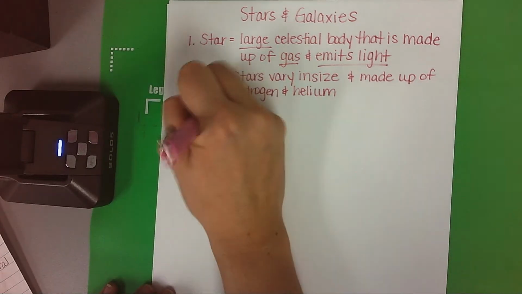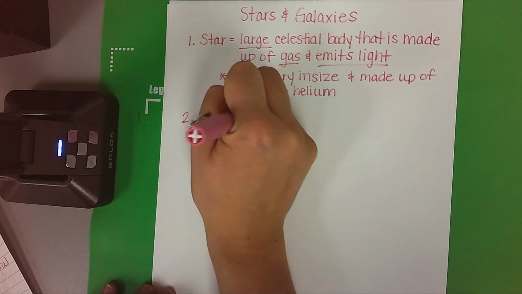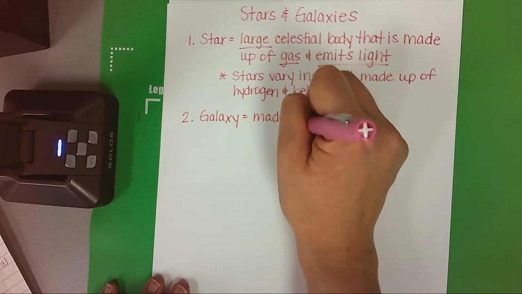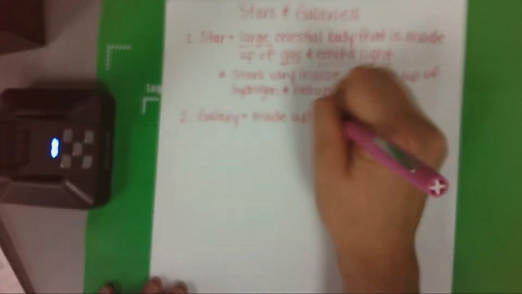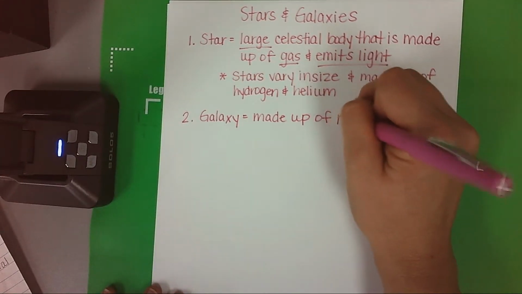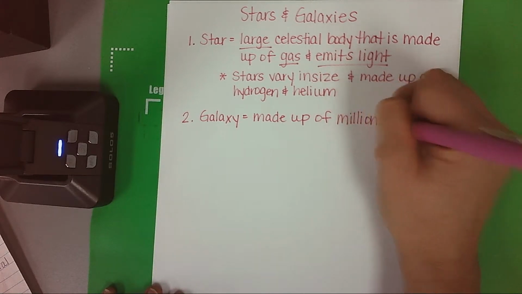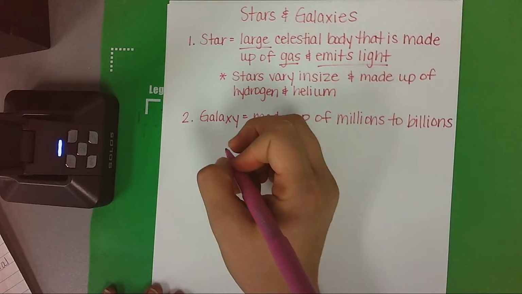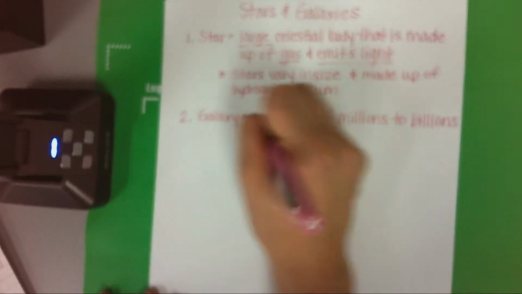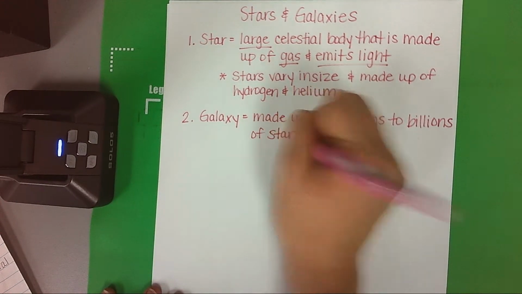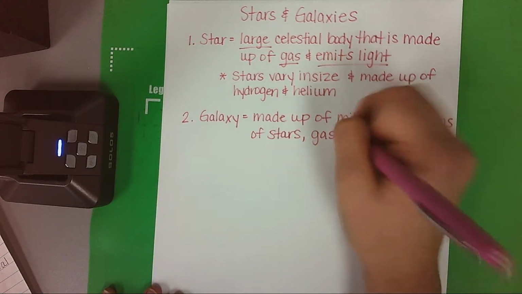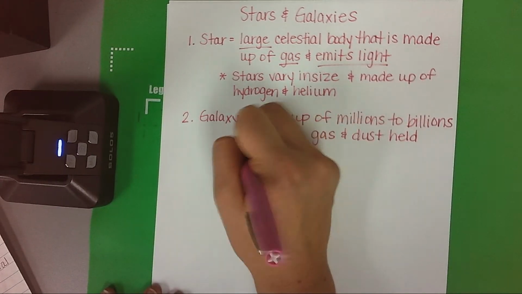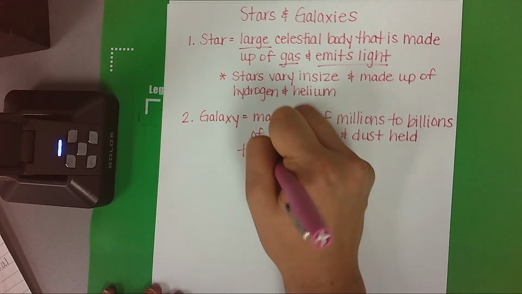So let's talk about a galaxy. Okay, a galaxy is made up of millions to billions. Can't even picture that number sometimes, what that would look like. Okay, so just think of a whole bunch of stars, gas, and dust held together by good old gravity.